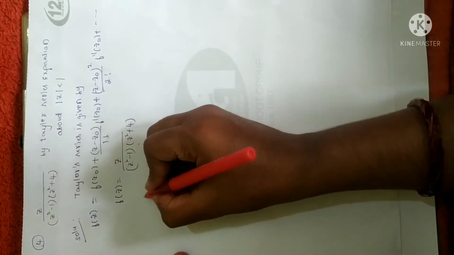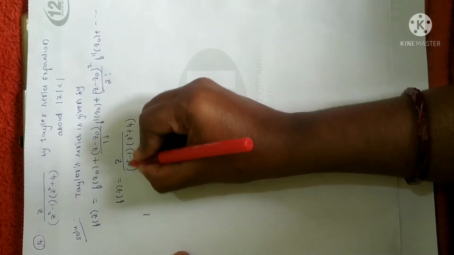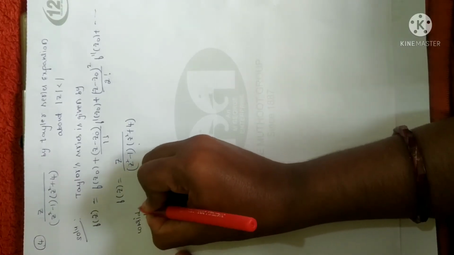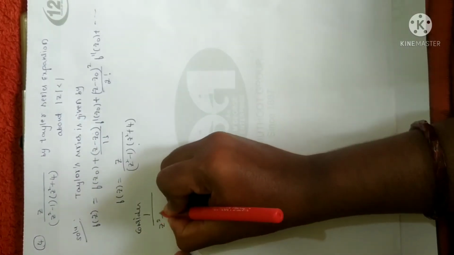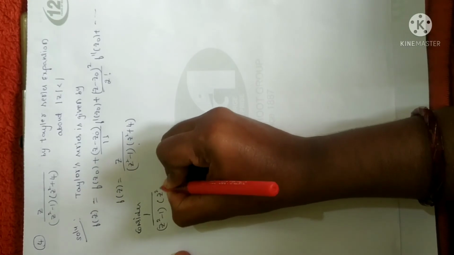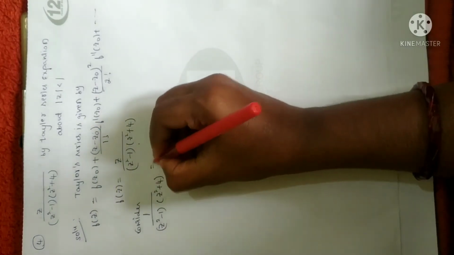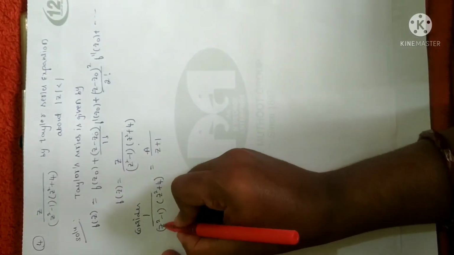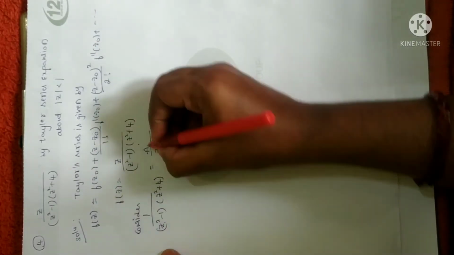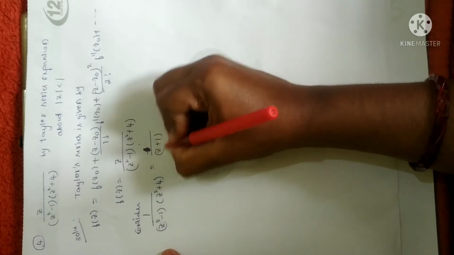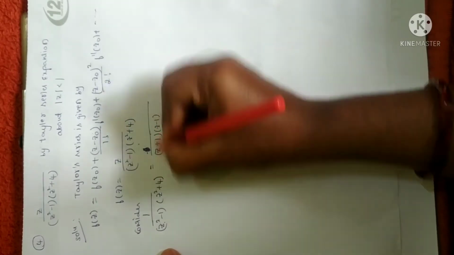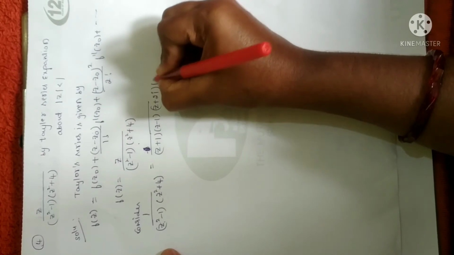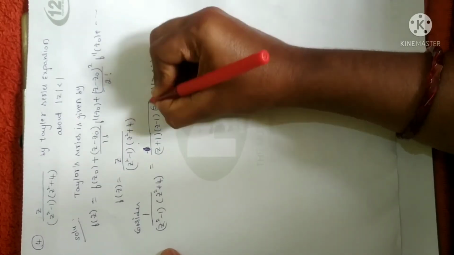Fine. Next, consider the denominator. So we have to expand the denominator, right? Why? Because it is a product of two terms. So let me consider the denominator (z square minus 1) into (z square plus 4). Now we have to resolve this by using partial fractions. So let me split it: z square minus 1 can be written as (z plus 1) into (z minus 1). Similarly, z square plus 4 can be written as (z plus 2i) into (z minus 2i). When you multiply, you will get back the same expression.